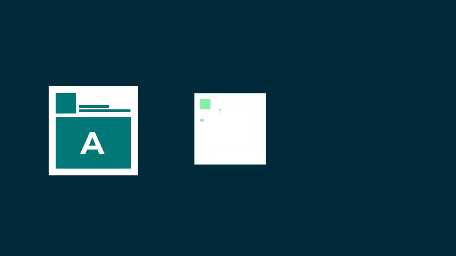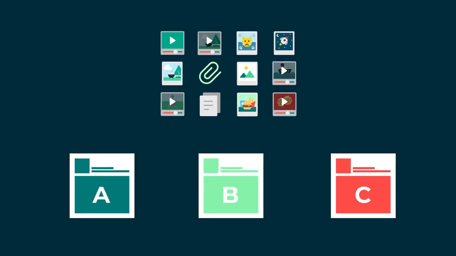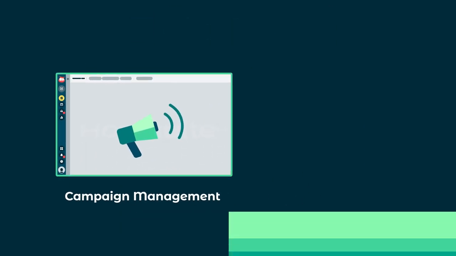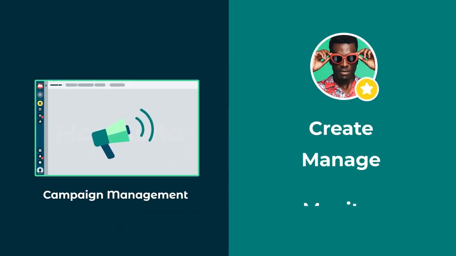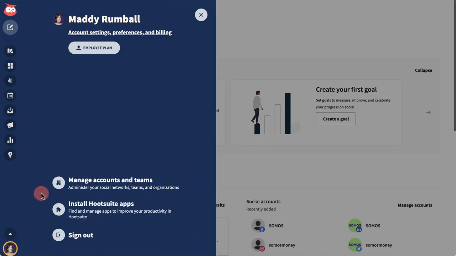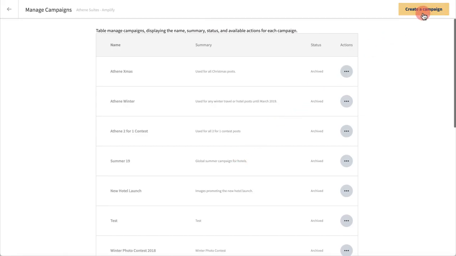When running numerous campaigns at once, it can be challenging to keep track of all the different pieces of content being used in each. Hootsuite's campaign tool helps Hootsuite admins create, manage, and monitor campaigns in one place.